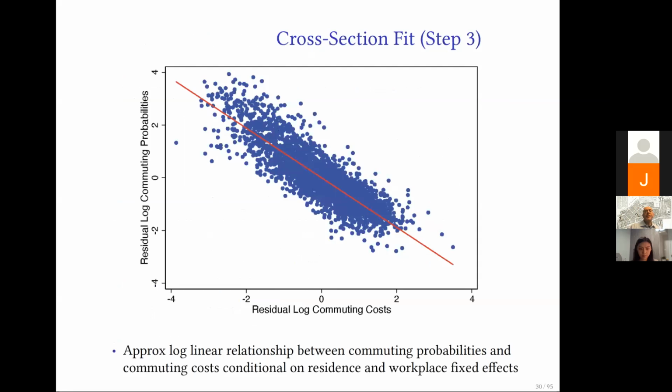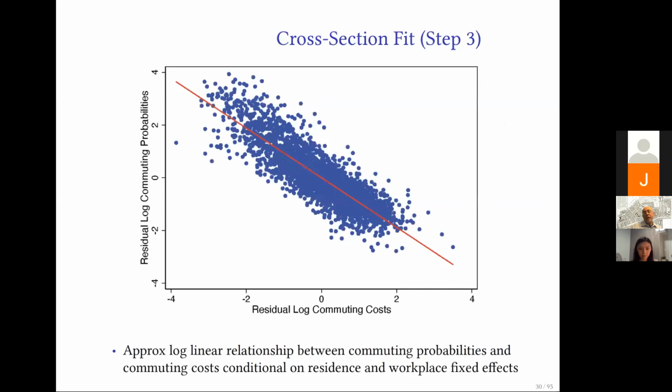So what this figure does is it graphs the log of commuting flows after removing the workplace and residence fixed effects against the log of commuting costs after removing the workplace and residence fixed effects. Our model says this should be log linear, and it appears to be approximately log linear. Our model's obviously not perfect. The model says commuting costs should lie along the red straight line, and they're obviously not exactly on that red straight line, but they appear to be relatively tightly clustered around that line. And so we take this as evidence that although our model is necessarily an abstraction, it seems to do a reasonable job at approximating the pattern of commuting costs in 1921.